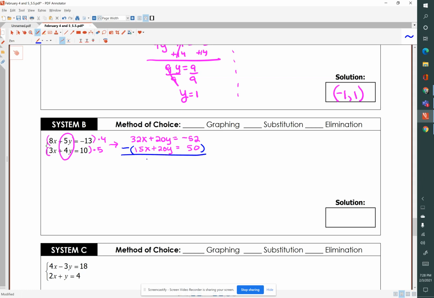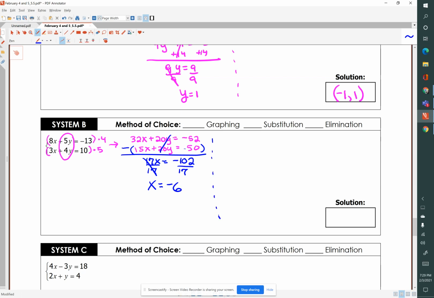32 minus 15 is 17x. The y's are eliminated. Negative 52 minus 50 is negative 102. Divide both sides by 17, and x equals negative 6.